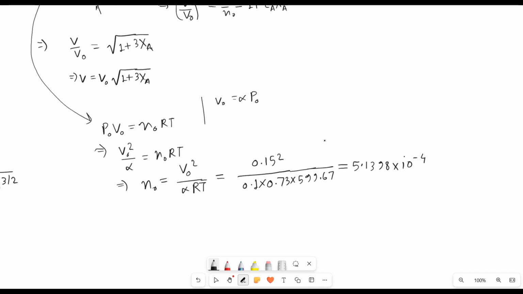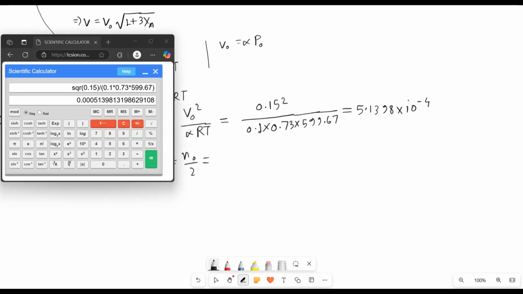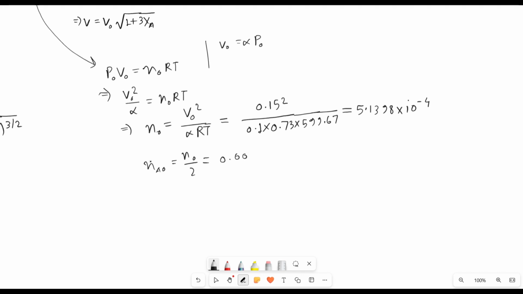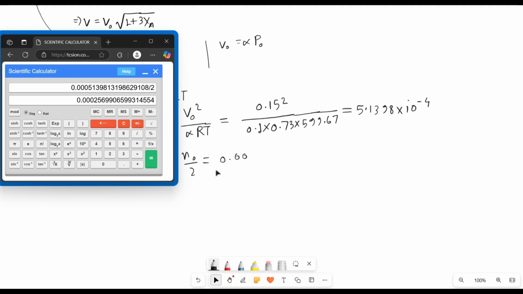Now Na naught is equal to N naught by 2, which is this value divided by 2, which is 2.5699 into 10 to the power minus 4. So this is the value.